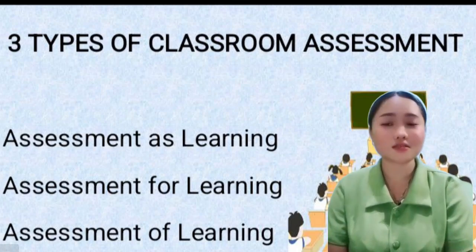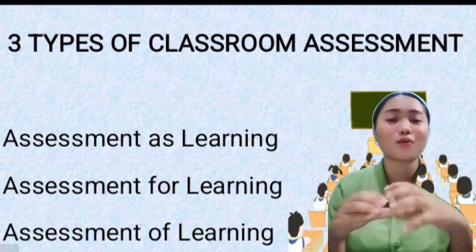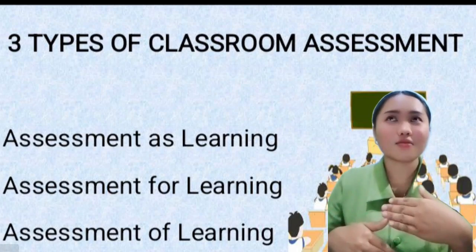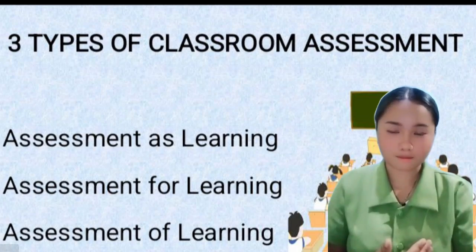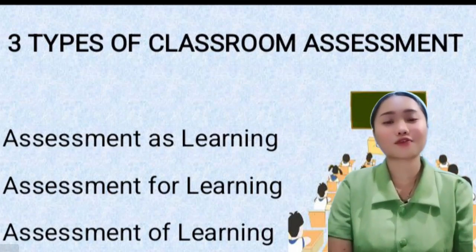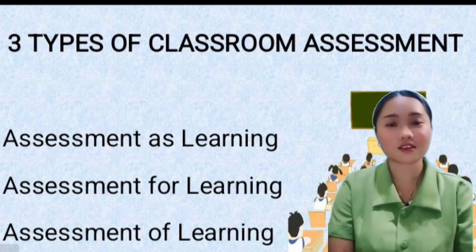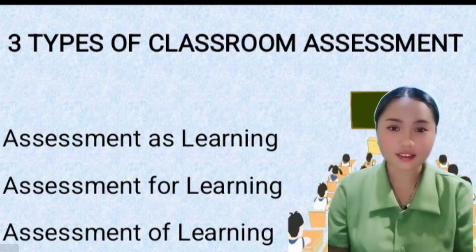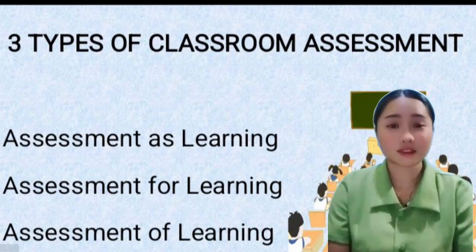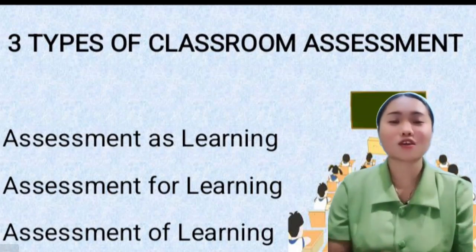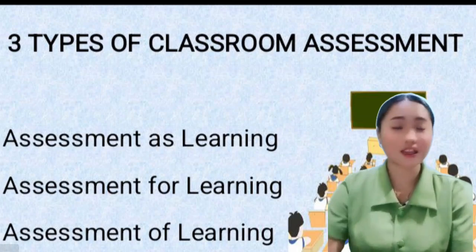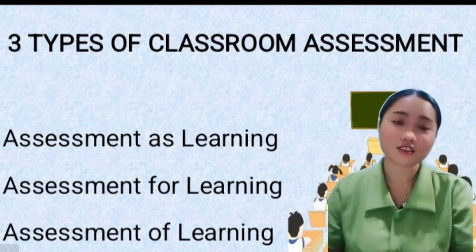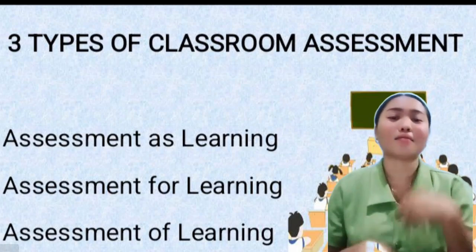So, when it talks about assessment of learning, it covers the totality of what the child has learned. Like for example, after the teacher's discussion, after quarter 1, there are the summative tests, then the final exam. So, that is called assessment of learning. There, the teacher can determine if throughout the discussion of unit 1, the child has learned.